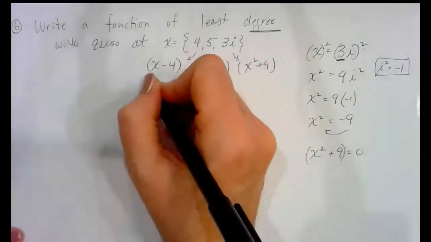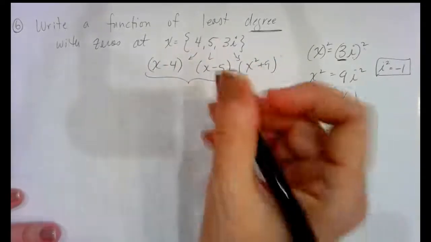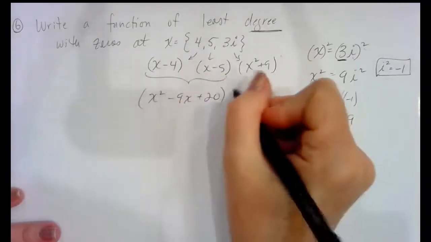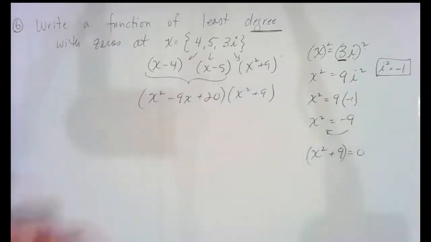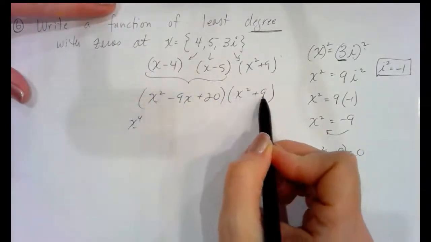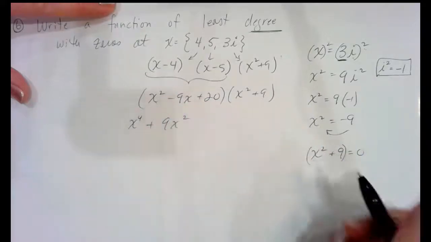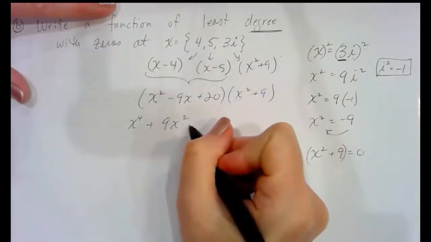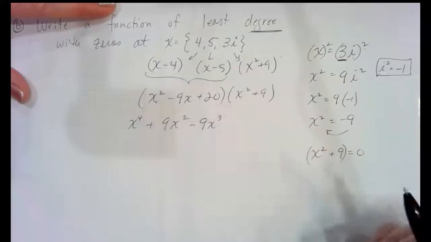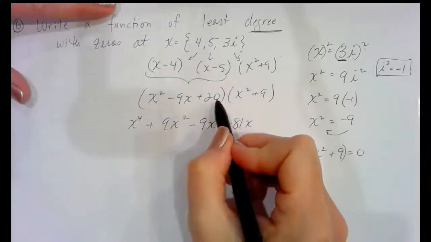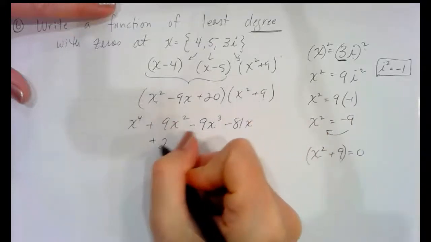So let's start multiplying. I'm going to start with the 2 linear factors first and get x squared minus 9x plus 20. And we're going to multiply that by x squared plus 9. And we're just using the distributive property. So x squared times x squared is x to the 4th. x squared times 9 is plus 9x squared. Negative 9x times x squared is a minus 9x cubed. Negative 9x times 9 is minus 81x. 20 times x squared is plus 20x squared.